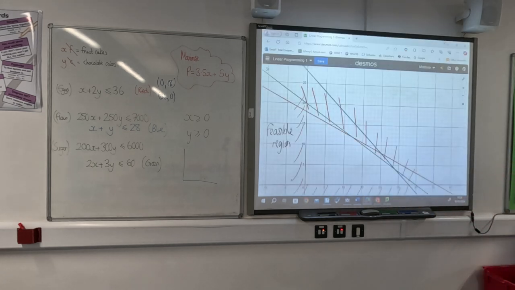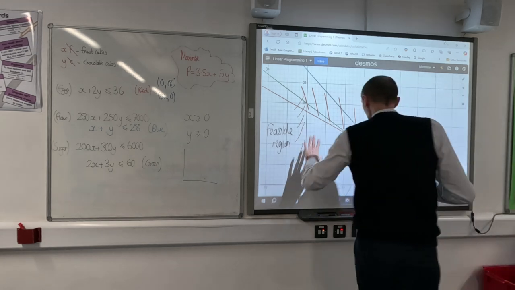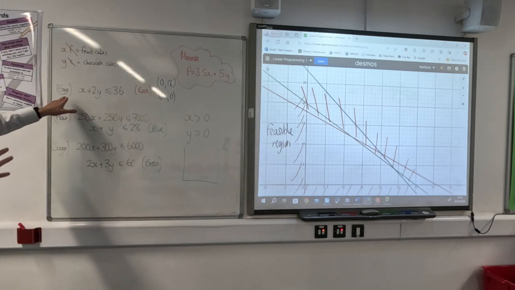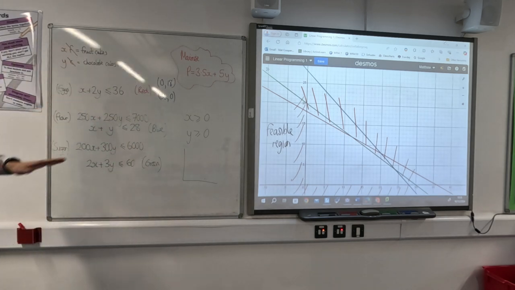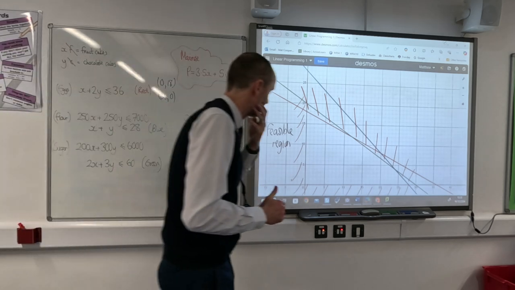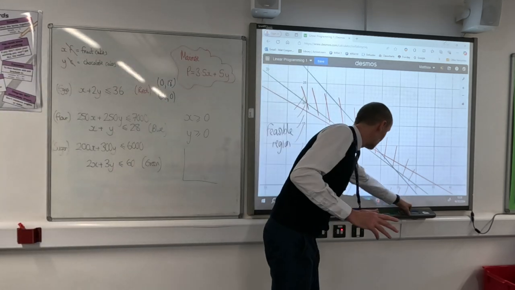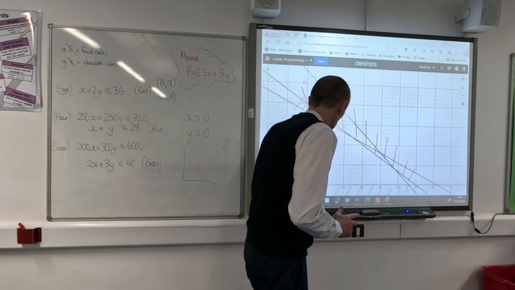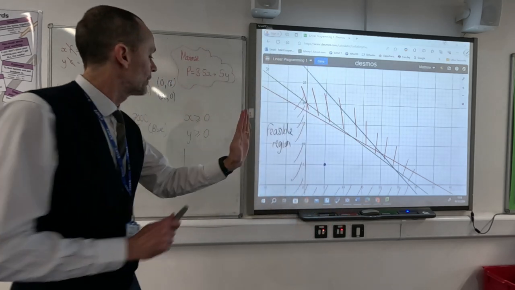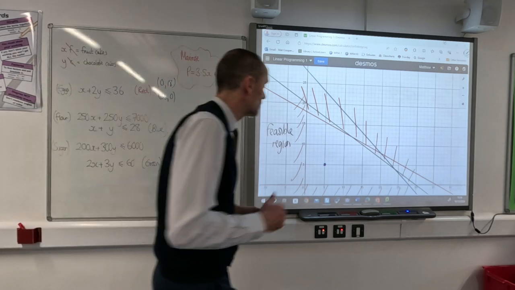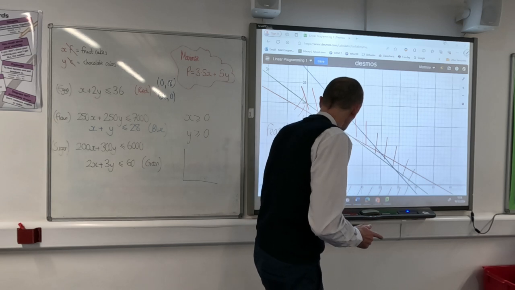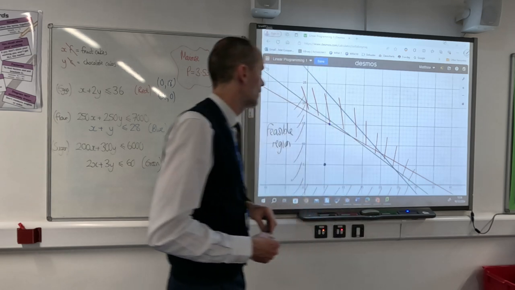Okay, let's consider the red egg line. Everywhere within this region gives us possible numbers of fruit and chocolate cake that she can make, given that she's only got 36 eggs. For example, she could make 5 of each. She could make 5 fruit cakes, 5 chocolate cakes. She could make 6 fruit cakes and 15 chocolate cakes.